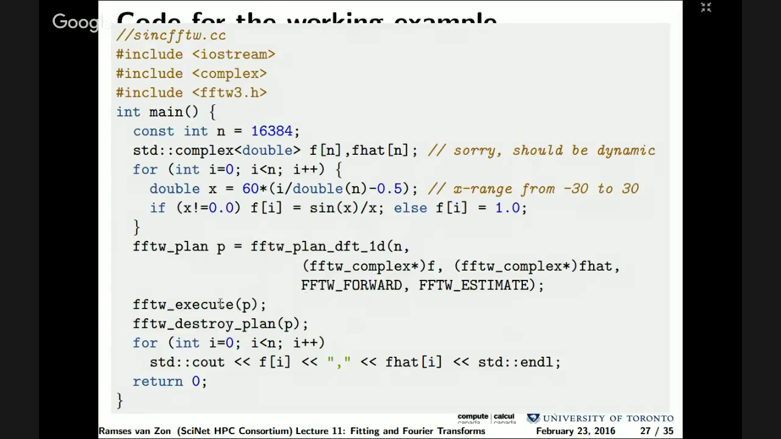We execute it. So this plan has saved what arrays it has to act upon. So that's why this works. And I destroy it because I'm only doing this once here. The plan might allocate some extra helper arrays, and so it's good to destroy it. And I print out both the function and its complex value.